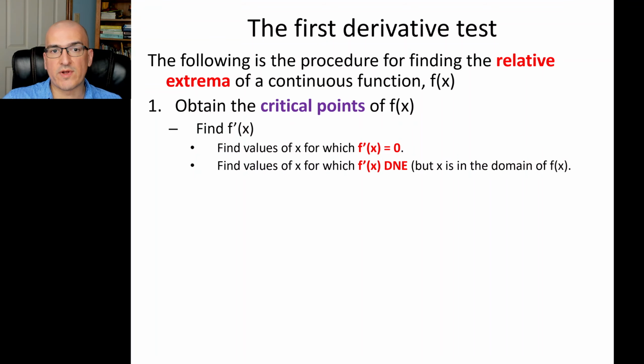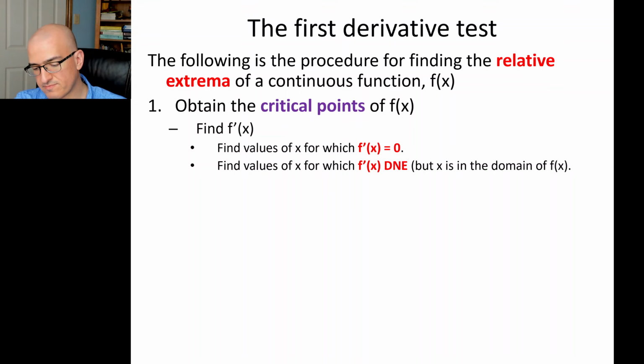We find the critical points. We've done that already. We do that by taking the derivative, setting it equal to 0, and finding where the derivative does not exist. Now we have to add a step here. We have to make sure that these x values are in the domain of the original function. That's not going to cause a problem for x coordinates coming from the derivative being equal to 0. It's going to cause a problem potentially for x coordinates coming from the derivative not existing.